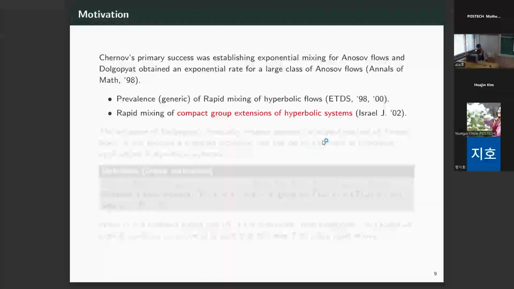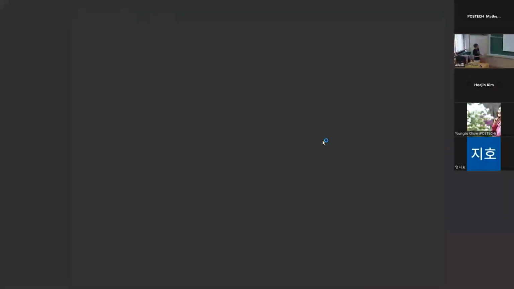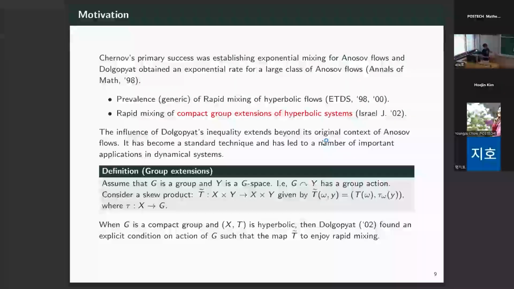So actually, especially he considered the compact group extension of hyperbolic systems. So let's see what the compact group extension is. Now we assume G is a group, and actually G is a Lie group, and Y is a G-space. So if you have a group, then it acts on Y. So it has a group action. And we consider a skew product that I just explained, and T tilde is defined by some skew way. So here you can see in the fiber sense, it depends on omega. So it also depends on the point on the base. And tau is chosen as x to G.